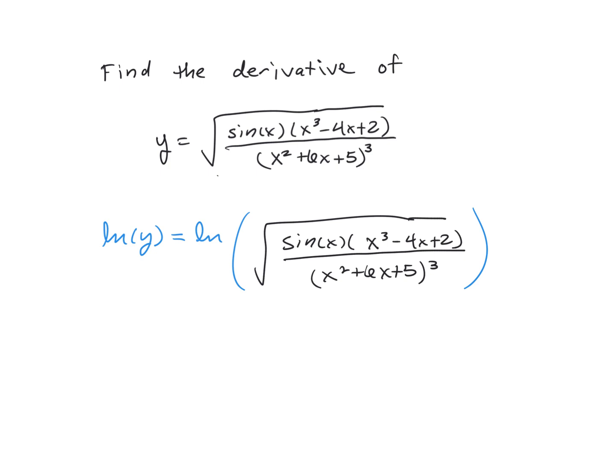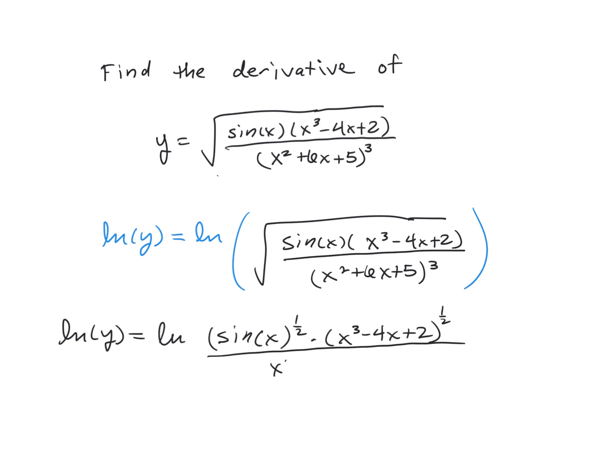And it looks like we made things worse if you think about it, because now we just threw another function into the process. But remember that that square root is the half power on everything. So this is really the same thing as the natural log of y is equal to the natural log of the sine of x to the 1/2 times x cubed minus 4x plus 2 to the 1/2 divided by x squared plus 6x plus 5 to the 3/2.